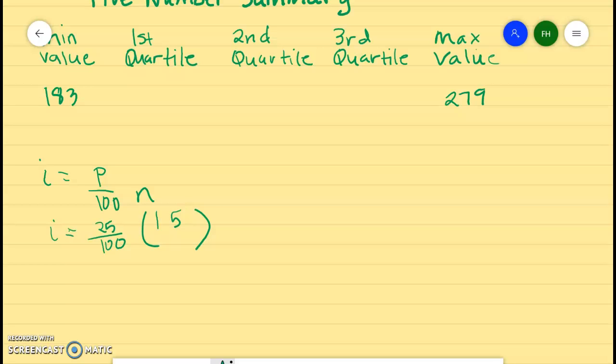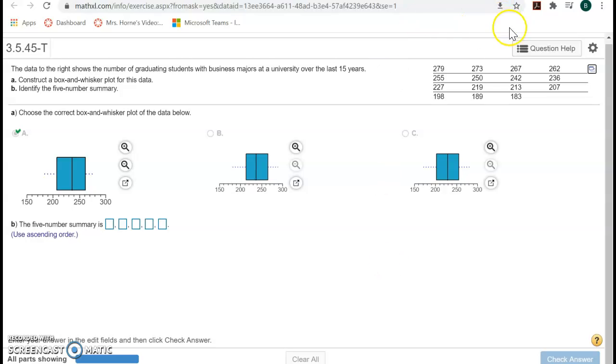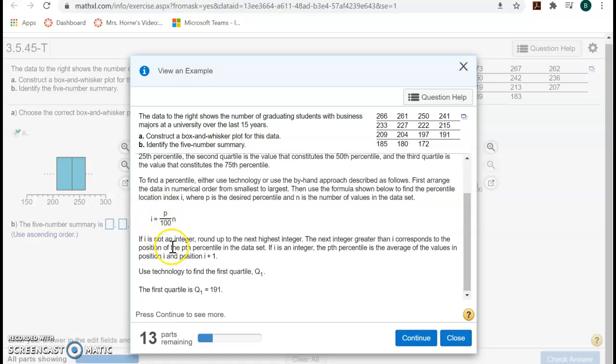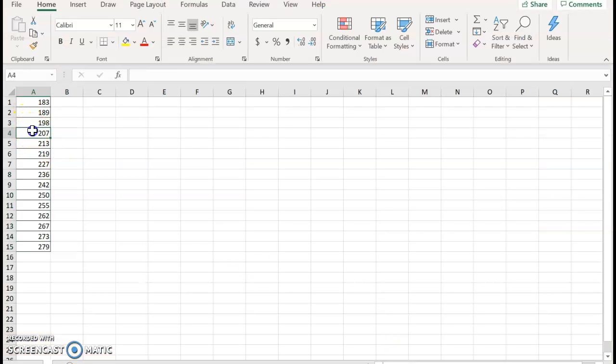And then you will get 3.75. So since our number is not an integer, all we're going to do is round it to the next number. And this is very important to know, because if it is not an integer, you're always going to round up no matter what. So even if this would have been 3.1, you're still going to round up to the next integer. Okay, so this tells us that our first quartile is the number at the fourth index. So the fourth index means the number in the fourth position, which is 207.